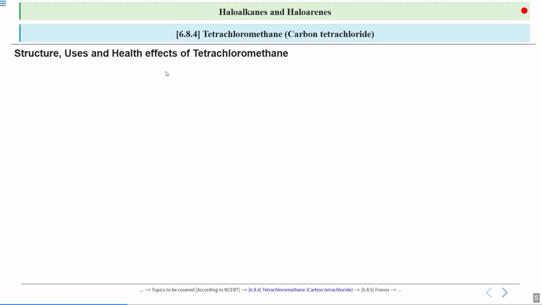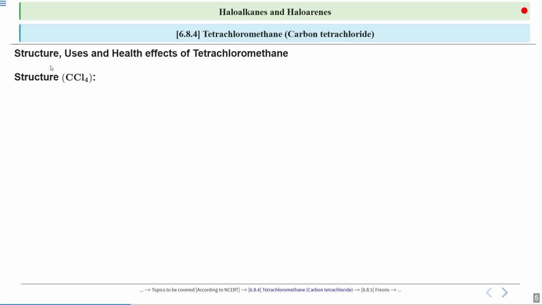So let's start with our first topic, tetrachloromethane, which can also be known as carbon tetrachloride. This is section 6.8.4. So let's see, first of all, the structure, uses, and health effects of tetrachloromethane.